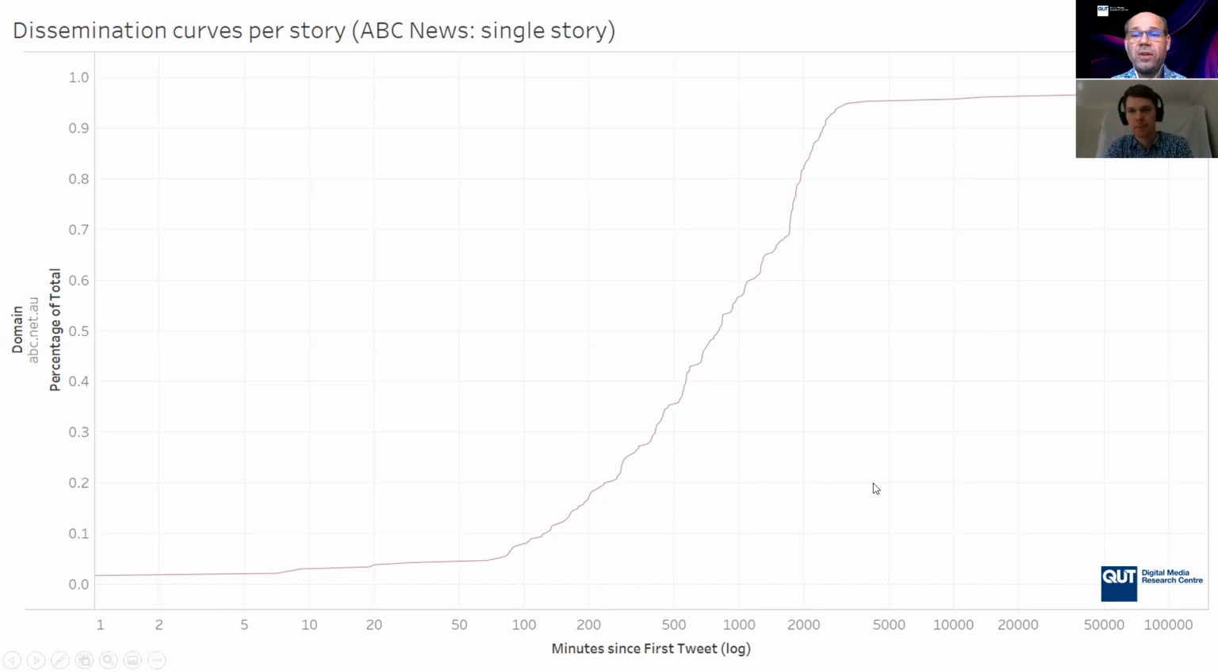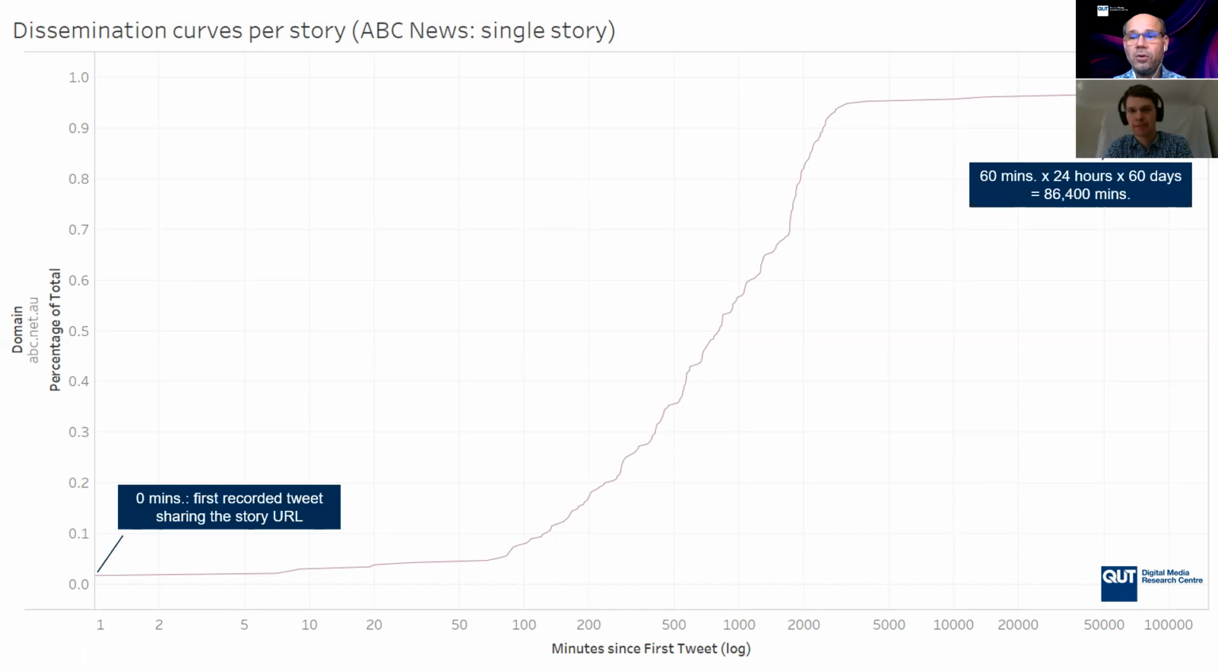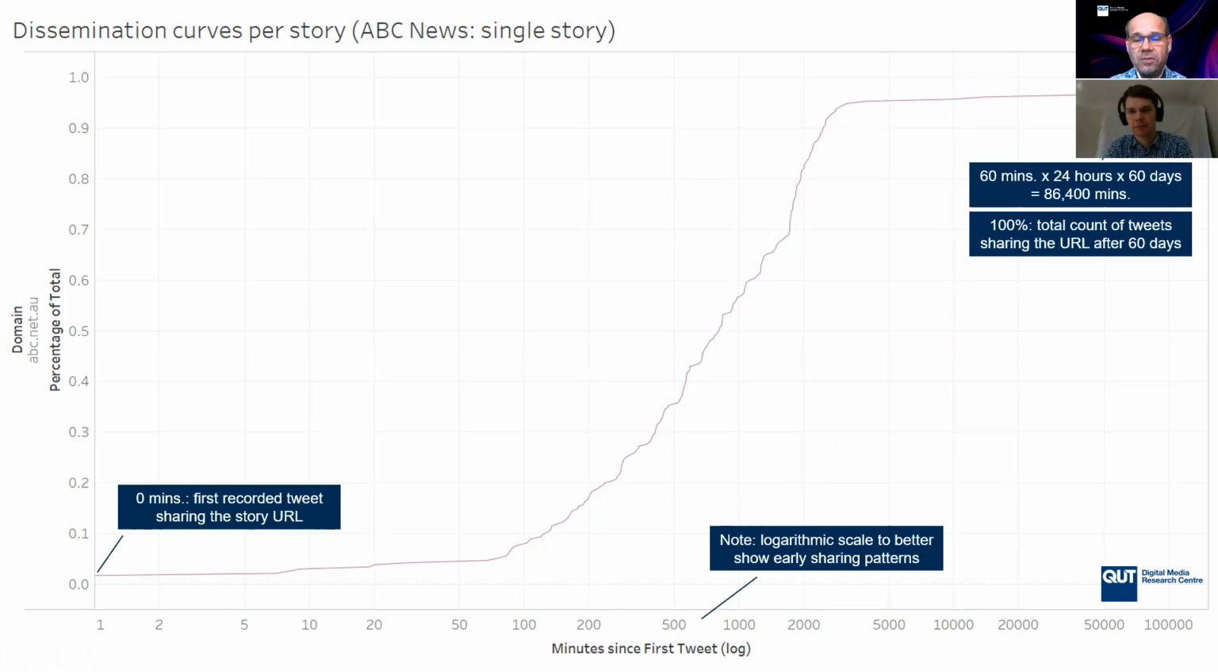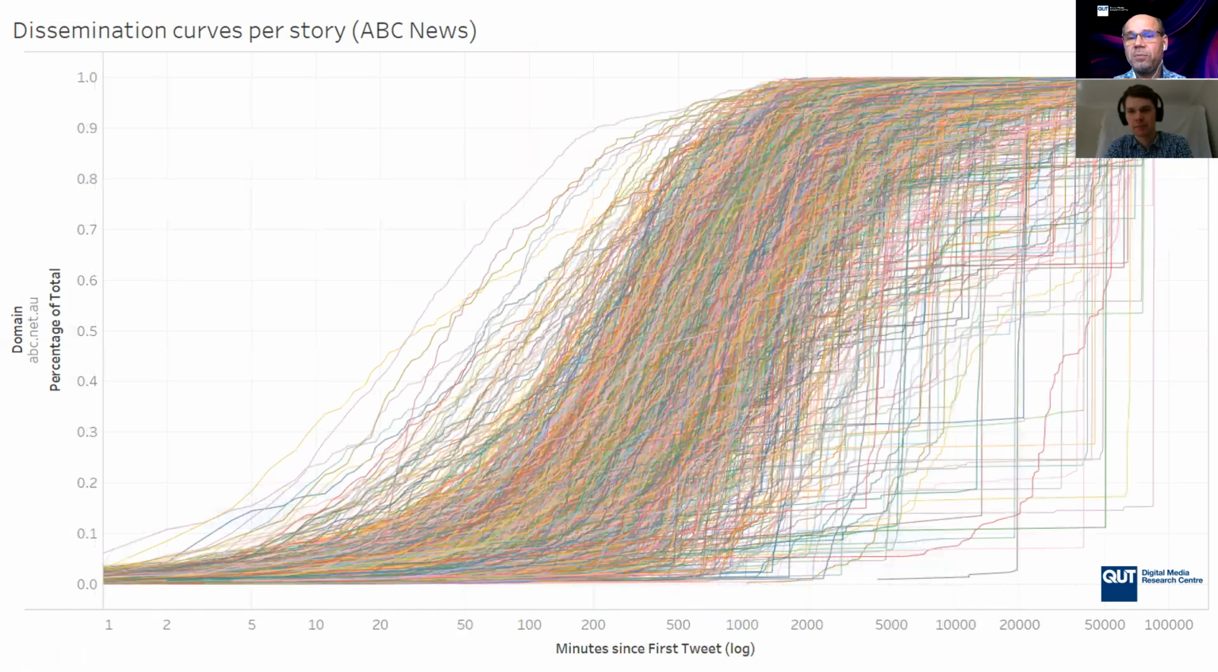So this is what it looks like for a single story. From the first minute all the way through to the end, this is how this content disseminates on Twitter to 100%. That's the total after 2 months. Again, sorry, the logarithmic scale there as well. If we do this for one story, it looks like this. If we do it for all of the stories by this particular outlet, ABC News, the public broadcaster in Australia, then it looks like this.